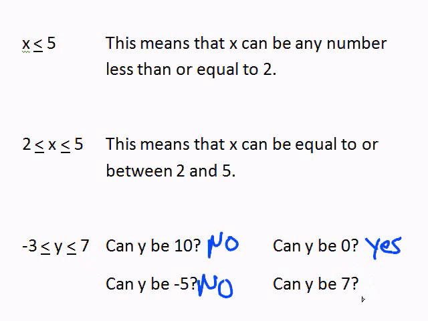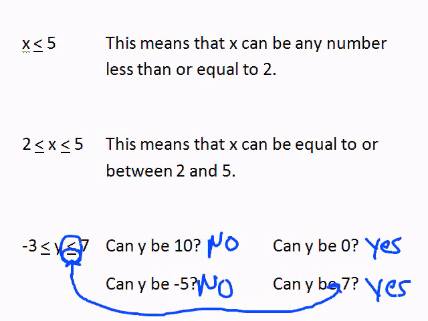Last question, can y be 7? The answer is yes, because y is less than or equal to 7. The little line underneath the inequality symbol means that it can be equal to 7. So remember, if y is between these two symbols and they have the lines underneath, it means y has to be between or equal to those two numbers.